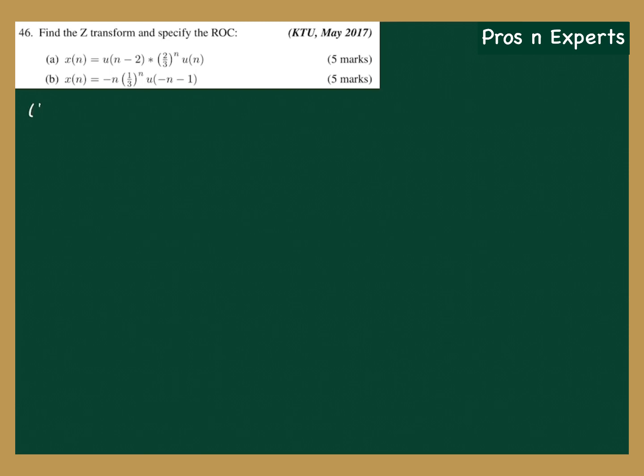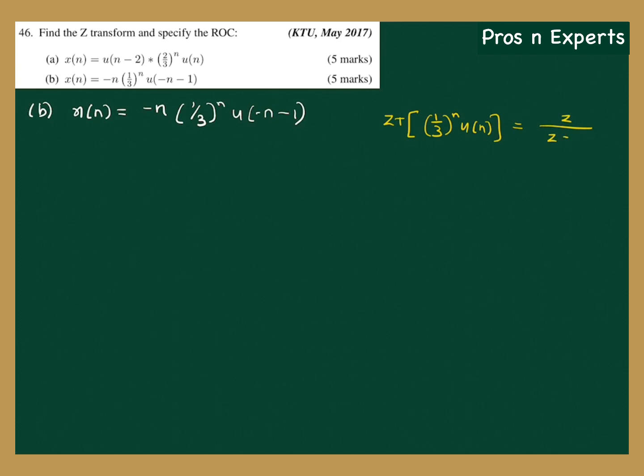The second question is x of n is equal to minus n into (1 by 3) raised to n u of minus n minus 1. For this we know that the z transform of (1 by 3) to the power n u of n is pretty simple: z by z minus 1 by 3, and the ROC is mod z greater than 1 by 3.